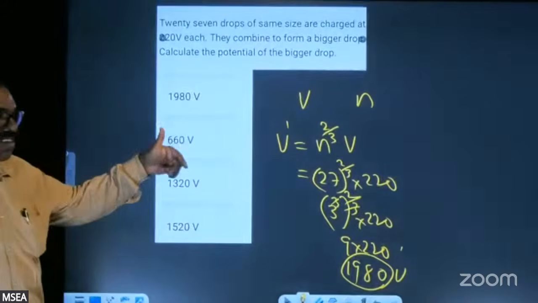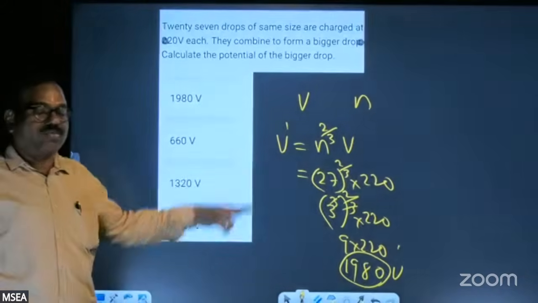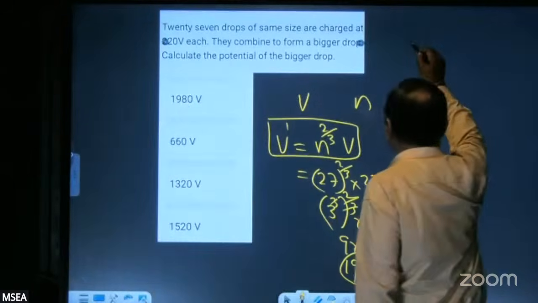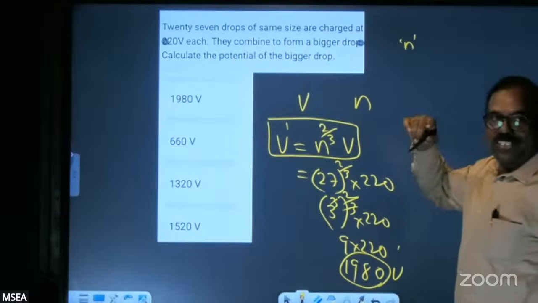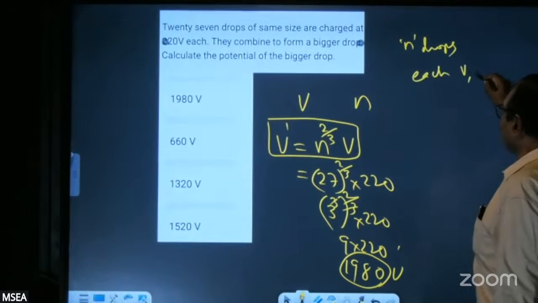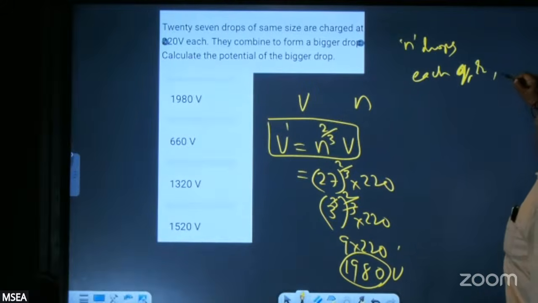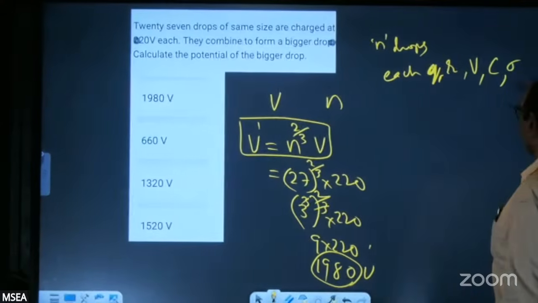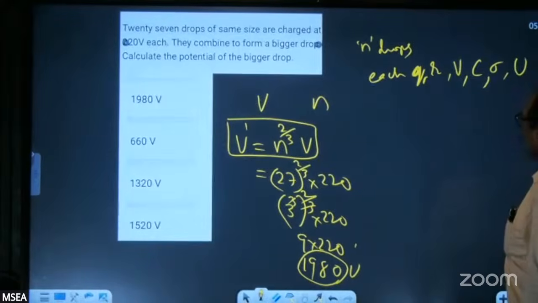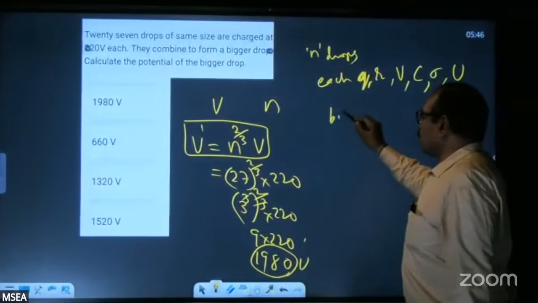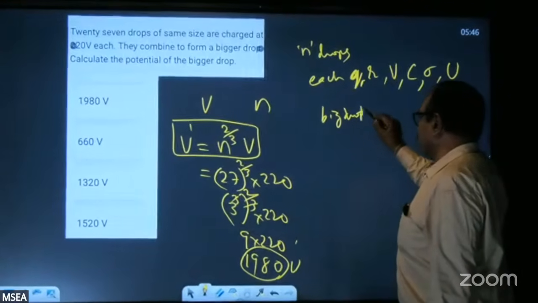Whenever potential is given for N drops, you have to take N power 2 by 3. This is the standard you must remember. Let us take N drops, where each drop has charge Q, radius R, and potential V. Let us take capacity C, surface charge density sigma, and energy U. Then they are combined to form a big drop. These points you must remember.